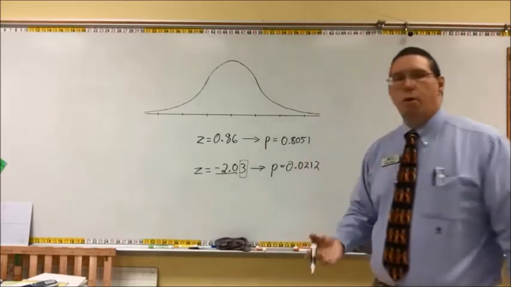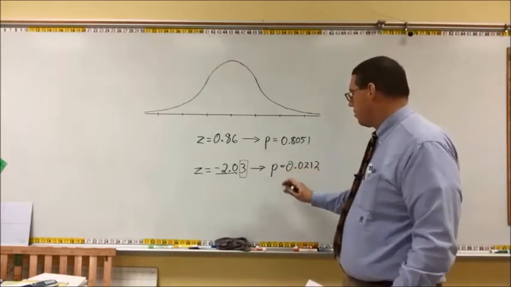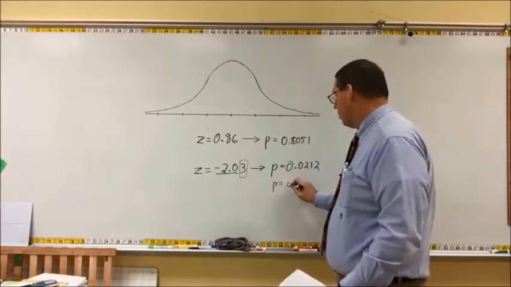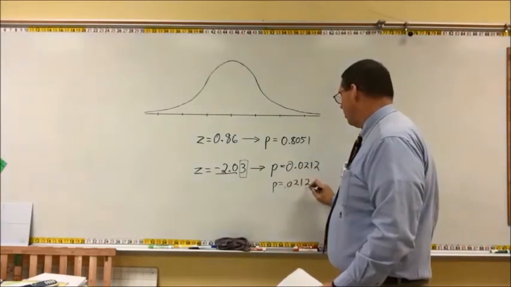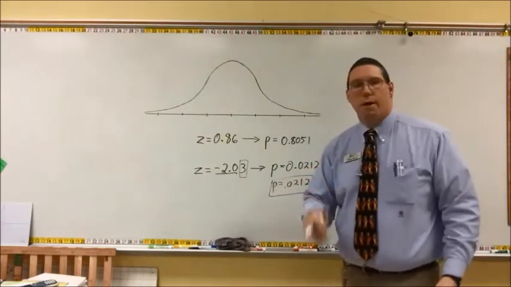Now I want you to know the way I would write this. Actually, I wouldn't put that 0 there. I would say that p is equal to 0.0212. That's what I would write as the p-value. That's the way that I do it.